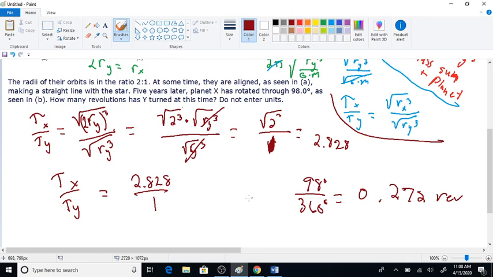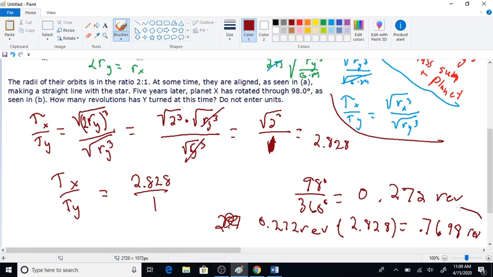Okay, so if we just simply take this number here, this planet X went 0.272 revolutions, okay, and if we multiply that by 2.828, which is the time it takes, we will get the fact that this planet Y did 0.7698 revolutions. And that is our answer.